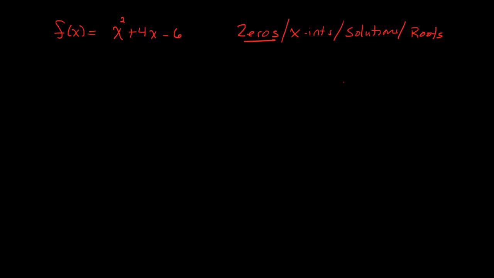In this circumstance, to find the zeros, we ask, can this factor rapidly? It can't, because I don't know any factors of negative 6 that add together to be positive 4. So what do I recommend using? I recommend using the quadratic equation.